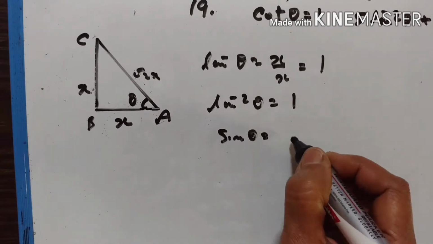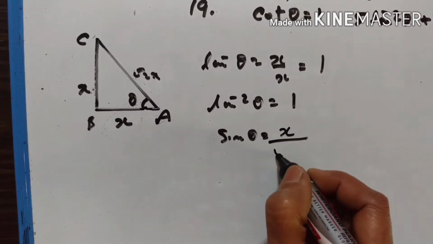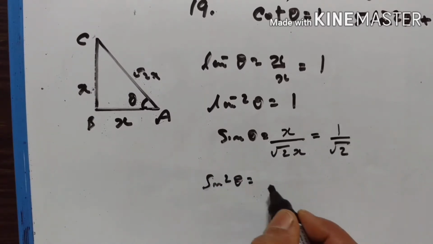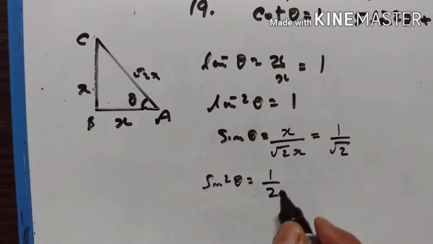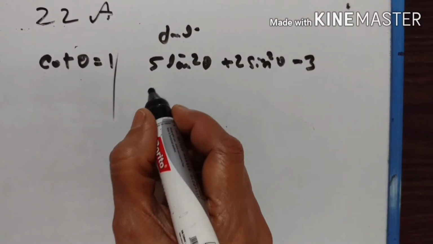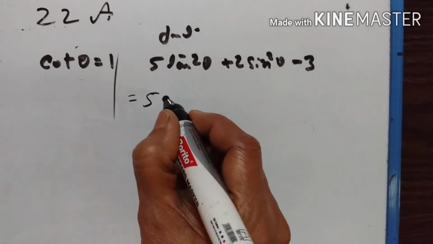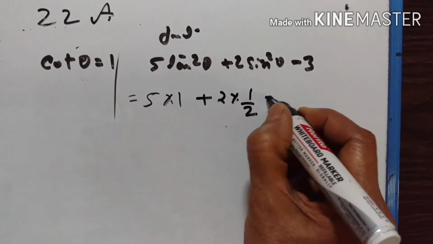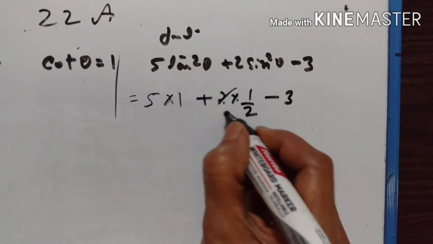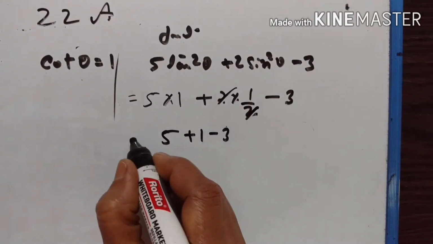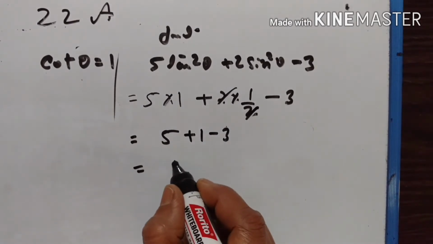Sin theta is equal to opposite upon hypotenuse. So, sin square theta is equal to 1 upon 2. Tan square theta is equal to 1, sin square theta is equal to 1 upon 2. So, this is equal to 5 into 1 plus 2 into 1 upon 2 minus 3. This is 5 plus 1 minus 3. 6 minus 3 is equal to 3.